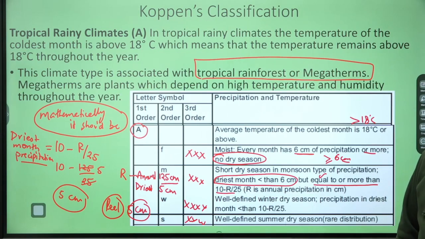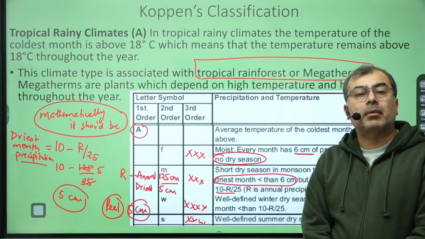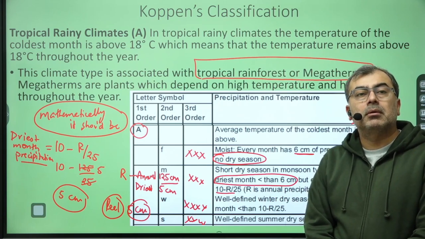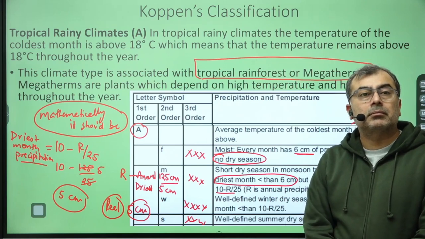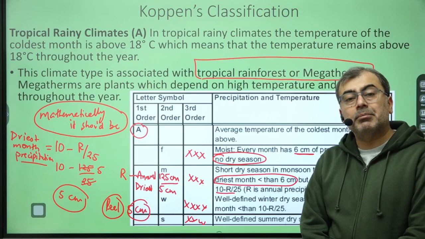A के बाद क्या आएगा? F तो नहीं आएगा. F will not come. Why? Because all months are not above 6 centimeter. Quickly. Sir, it will be AM then. समझ में आ गया? AM किसे declare करेंगे?